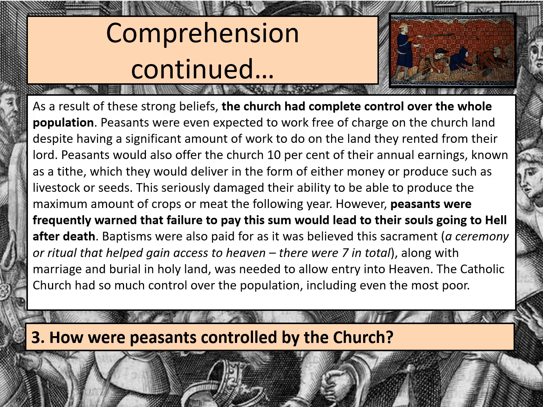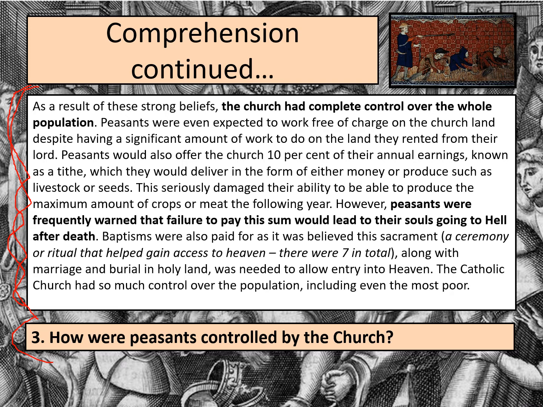Okay, guys, what you've now got to do is answer question 3, which you can see just here. And the answer to question 3 is in this section. Now, you don't need to write, of course, everything down. What you need to do is read this section first, so give it a good read. And then once you've read it, try and answer the question, how were peasants controlled by the church?